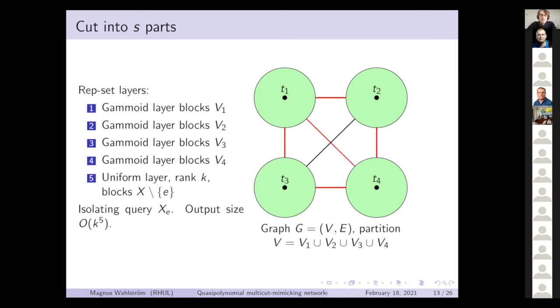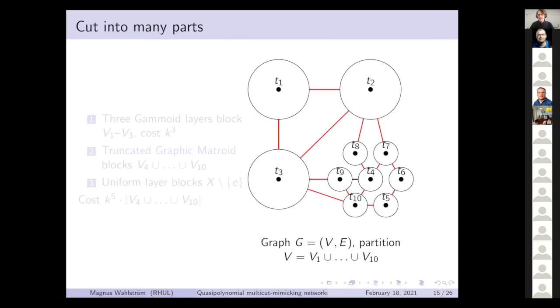And we want to use the same general tools. You can't afford to write down k different layers, because then your representative set collection would mark k to the k edges, and that's far too much. So you have to be a little bit more clever about it.